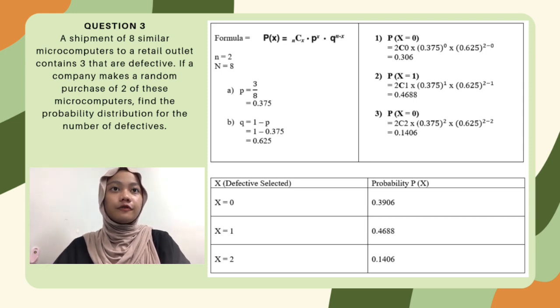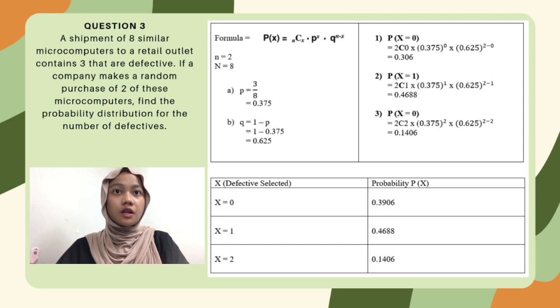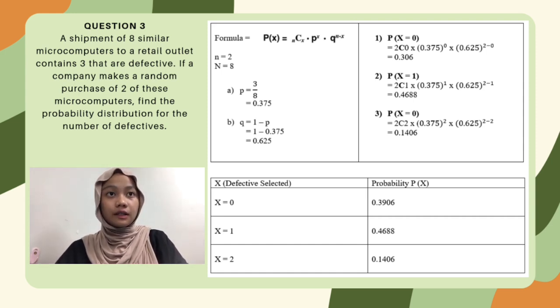This problem involves selecting 2 microcomputers randomly from a shipment of 8, where 3 are defective and 5 are not. So this is the binomial distribution. First, we identify the key parameters for the binomial distribution. First, the total number of trials, or n, is 2 because we are selecting 2 microcomputers.